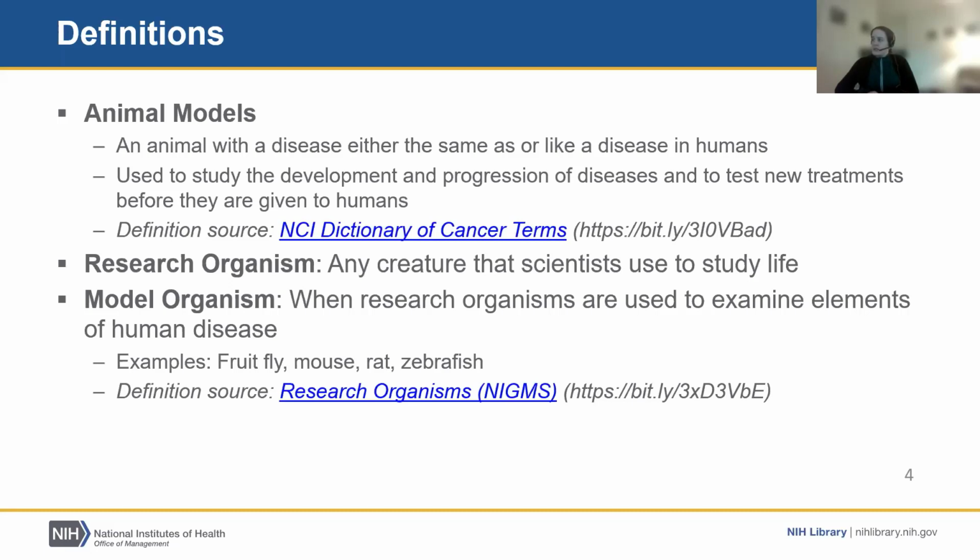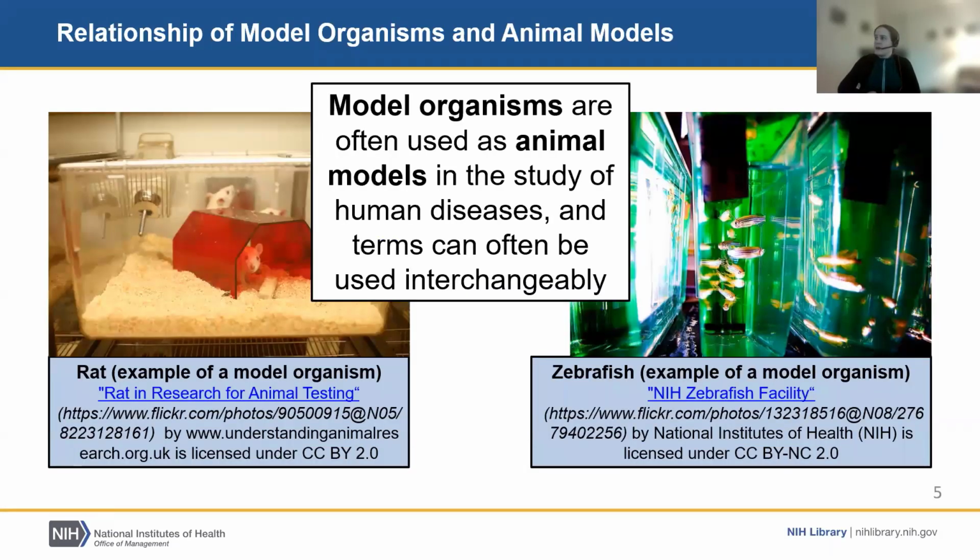In this training, we will take a look at terms related to animal models within controlled vocabulary and classification systems to more effectively locate journal articles and patents related to animal models. We will also take a quick look at resources and research strategies to locate NIH-funded projects and genetic information related to research organisms and model organisms. Just to summarize, model organisms like mice, rats, fruit flies, and zebrafish are often used as animal models in the study of human disease. Model organisms and animal models may be genetically modified based on the needs of the study. The terms animal models and model organisms can often be used interchangeably.